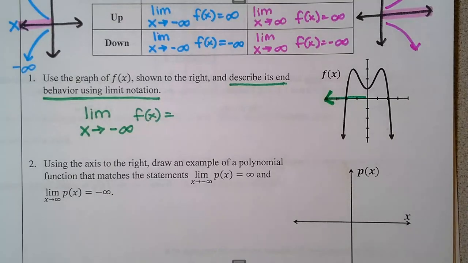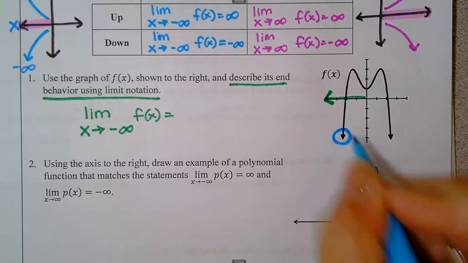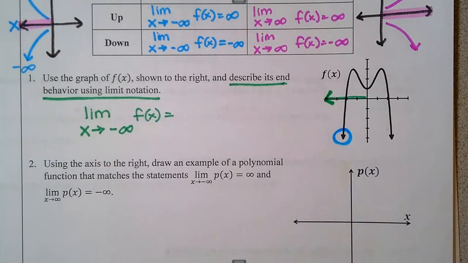Goes to negative infinity. Do you want a Jolly Rancher?